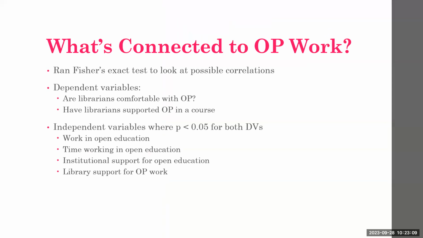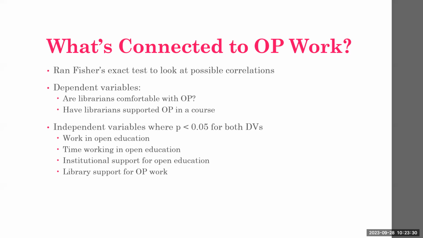We wanted to see if we could determine any potential correlations between some of our independent variables and 2 dependent variables: how comfortable our respondents were with open pedagogy, and whether our respondents had ever supported open pedagogy in a course. Because of our small sample size, we opted to use Fisher's exact test instead of the chi-square test.